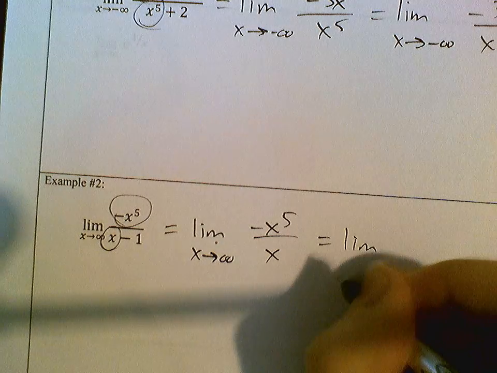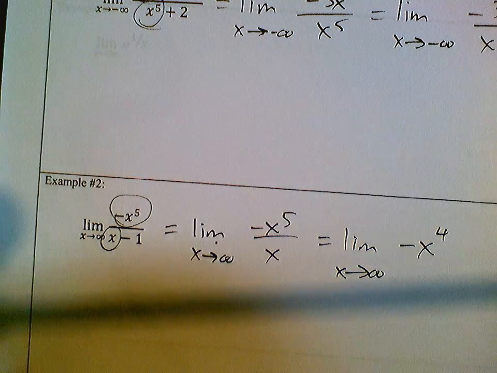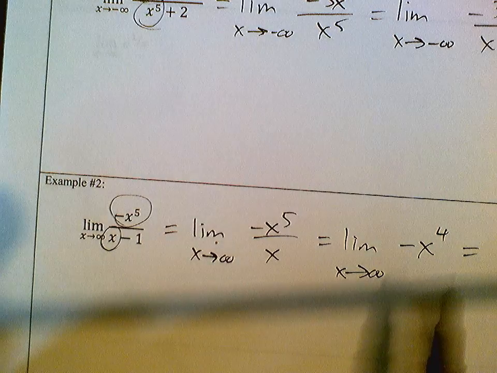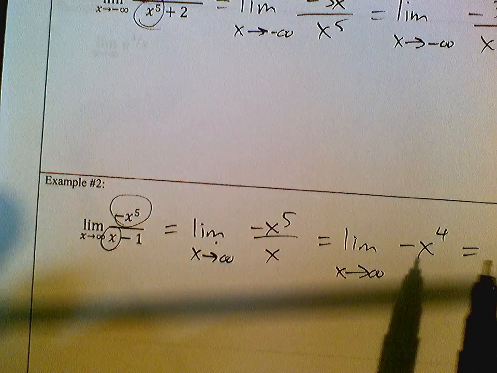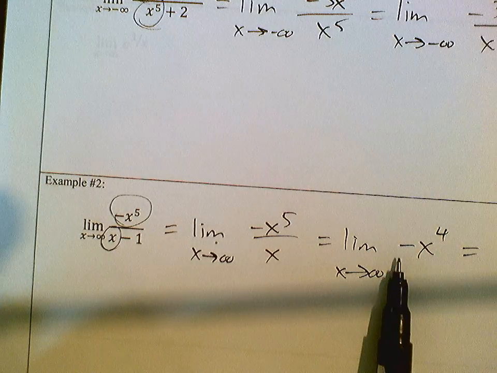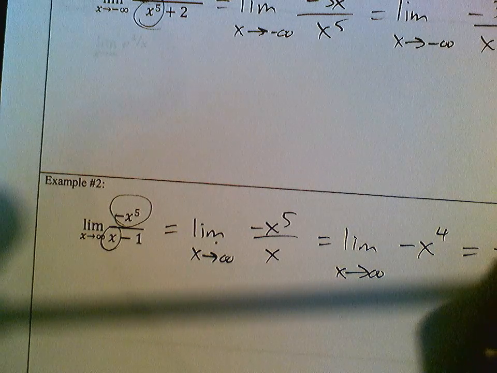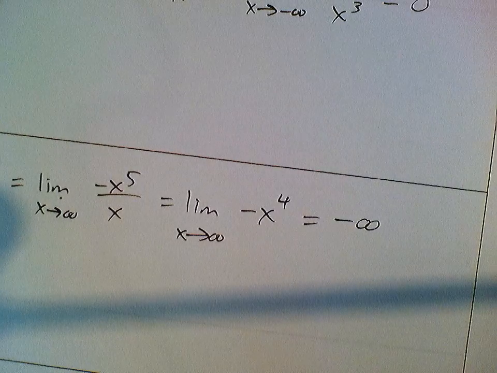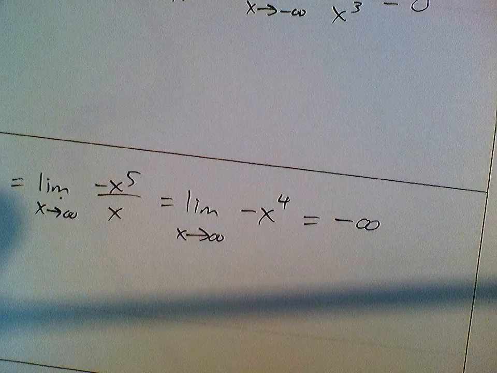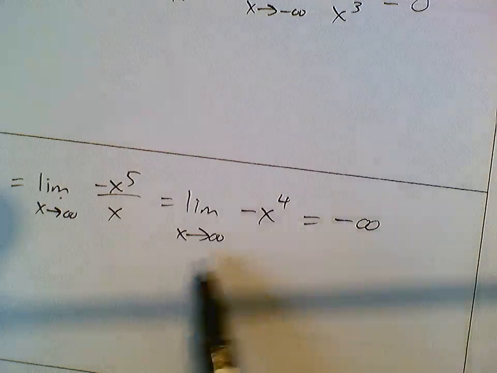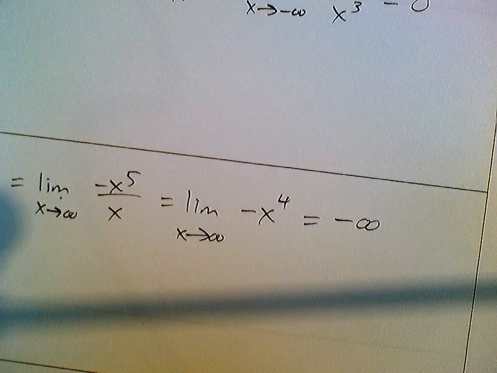I'm going to simplify. The limit as x approaches positive infinity of negative x to the 4th. I'm plugging in huge positive numbers for x, raising it to the 4th power, but then I've got this negative out front. So this limit does not exist, but I'm going to be even more specific. This limit is negative infinity. As x is approaching positive infinity, the y values are approaching negative infinity. Okay, guys, so there's that.